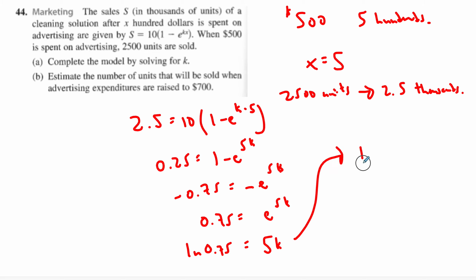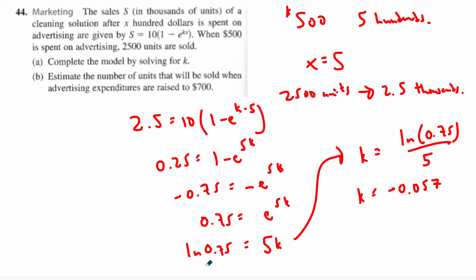And then I'm going to divide by 5. So k ends up being the natural log of 0.75 divided by 5, or negative 0.057. Okay. So what does this mean? When $500 is spent on advertising, 2,500 units are sold. Let's see if this makes sense.